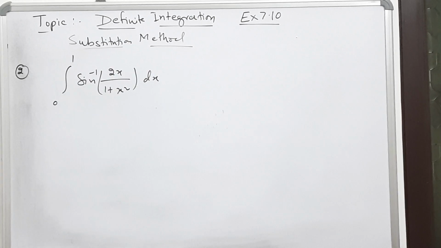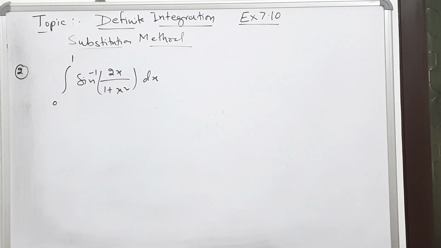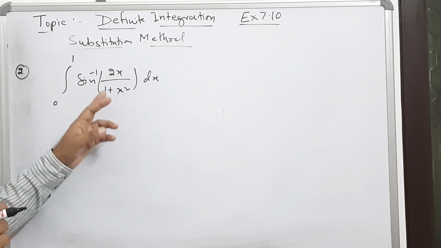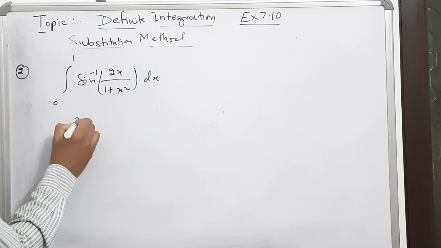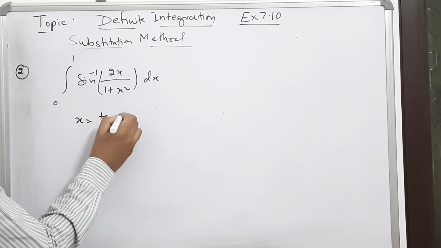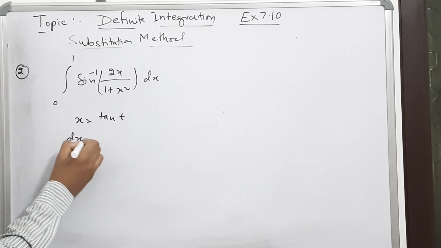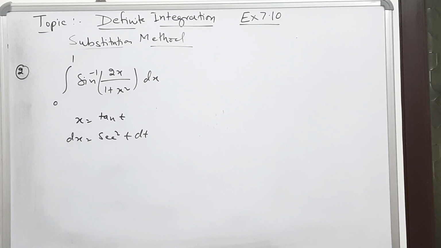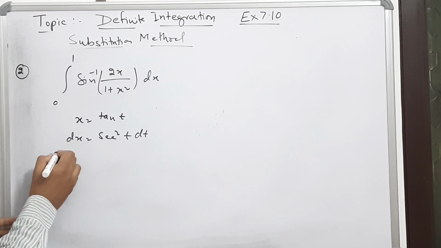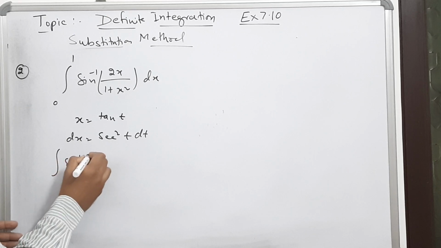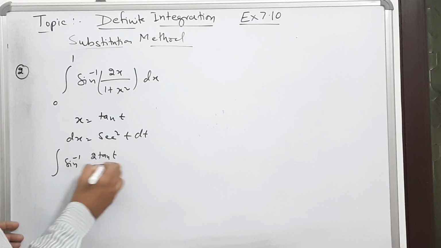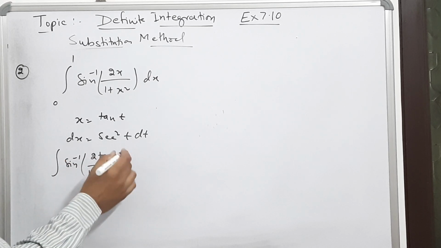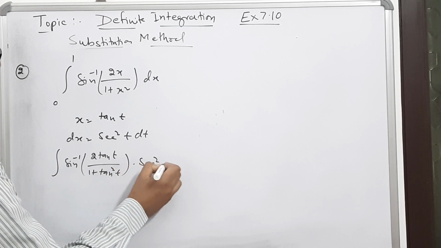I am taking one more sum. Now you see in this sum, sine inverse 2x upon 1 plus x square, and here we can take x equals tan t. Then dx will be sec square t dt. Please see this part. So here it is sine inverse 2 tan t upon 1 plus tan square t, and here it is sec square t dt.